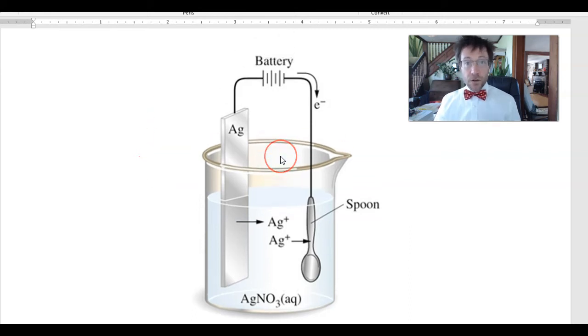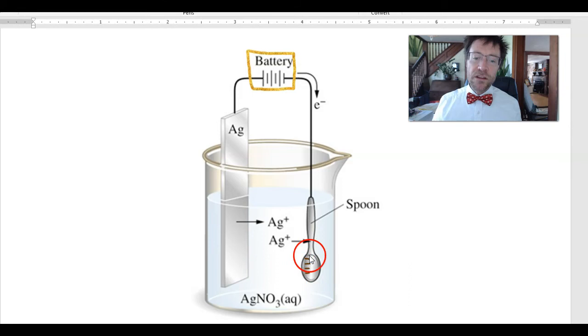Anyway, here we go. So here's how it works. First things first, you see this? That's gold, because it is an outside power source. That's how we know that it is an electrolytic cell. So the battery is an electron pump, and it's going to pump electrons into here. That means this spoon is going to gain a whole bunch of negative charge. Now, where do these electrons come from? They come from this silver bar.